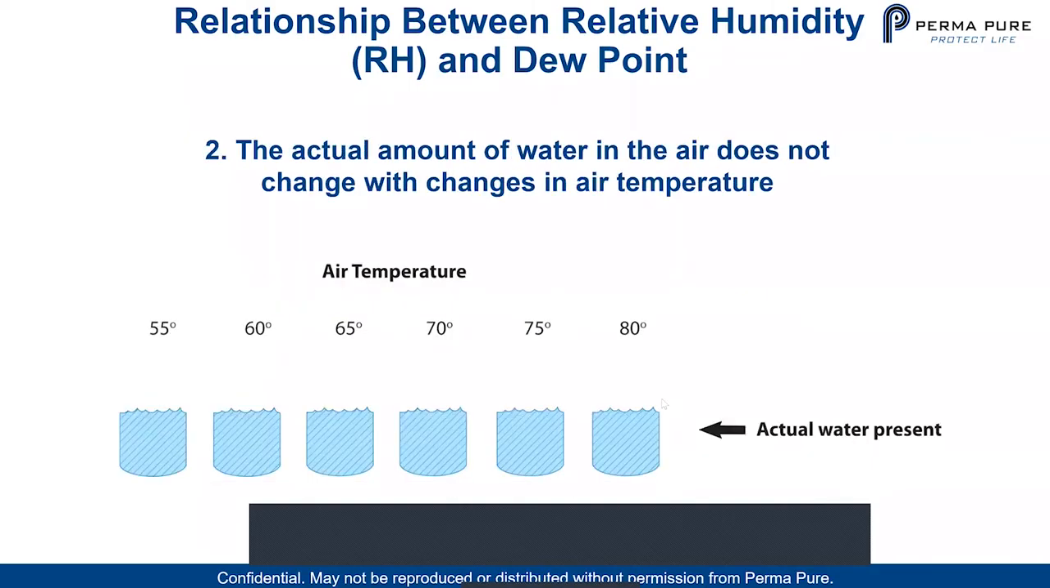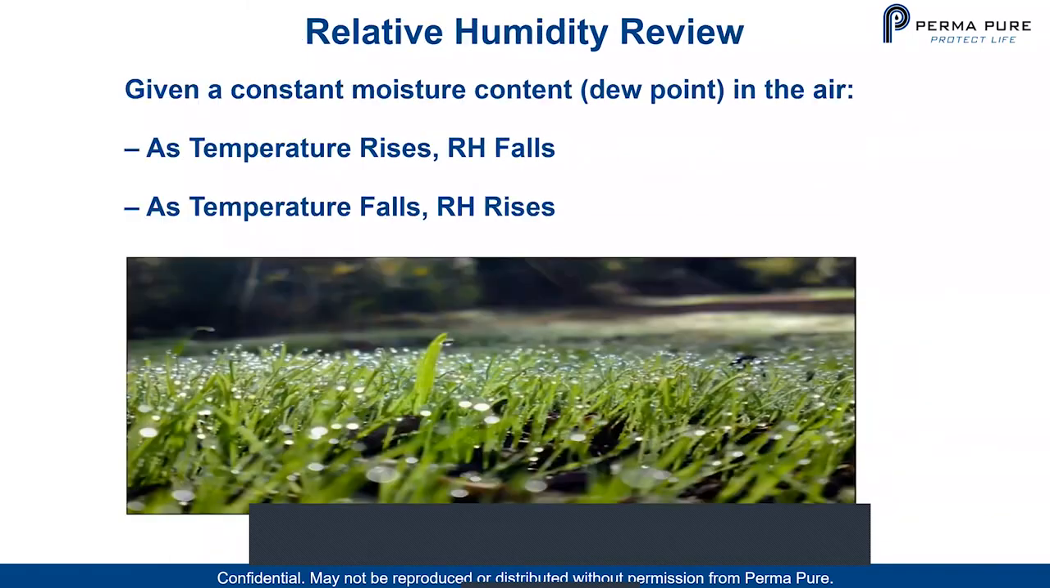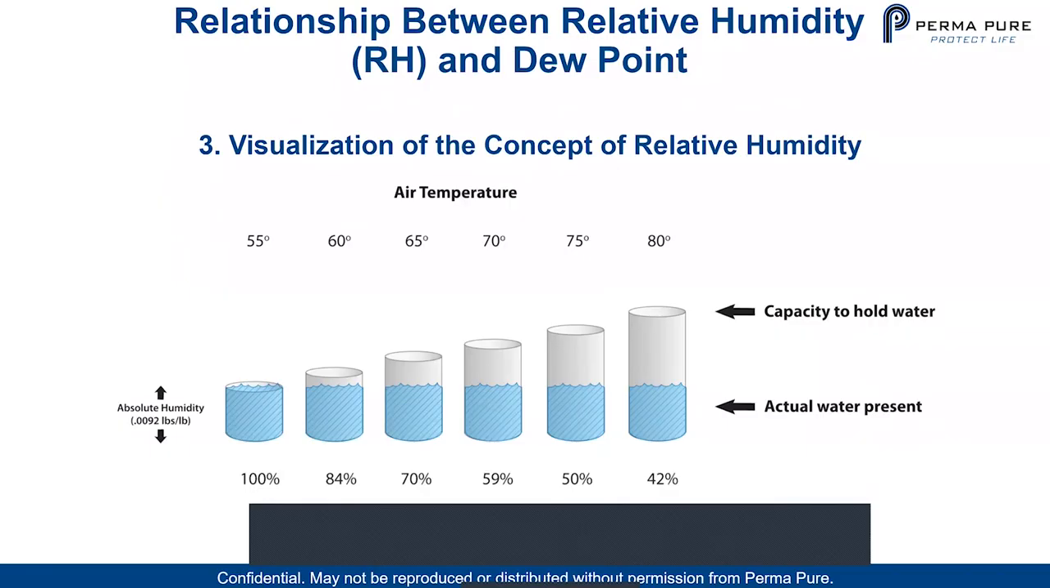For the example, let's show an amount of water that doesn't change over the temperature increase. And let's then overlay the two in the next slide. And this visualizes the concept of relative humidity, where your absolute humidity is really the same at all of the temperatures, but you can see the relative humidity at 55 degrees F or 15 degrees C is 100%, but at 80 degrees Fahrenheit or 25 degrees C, it's down to 42%.